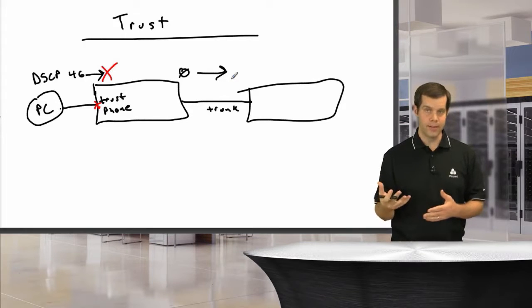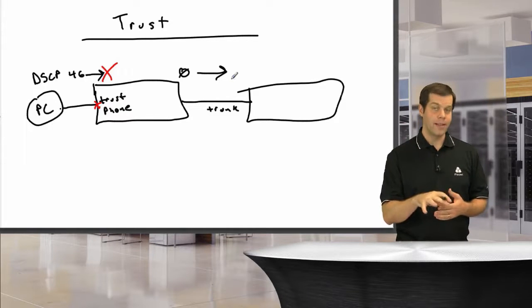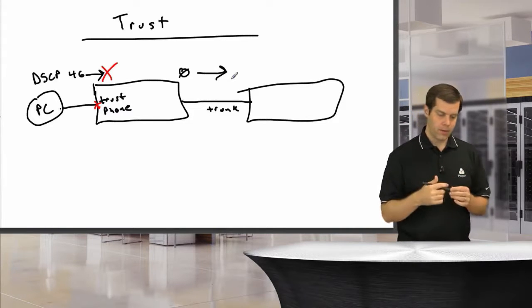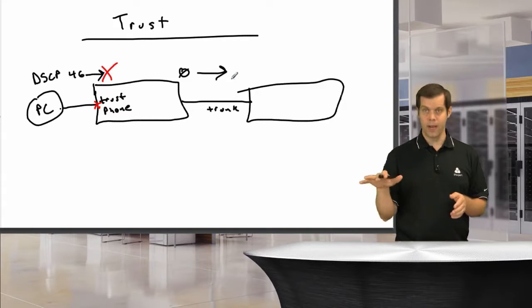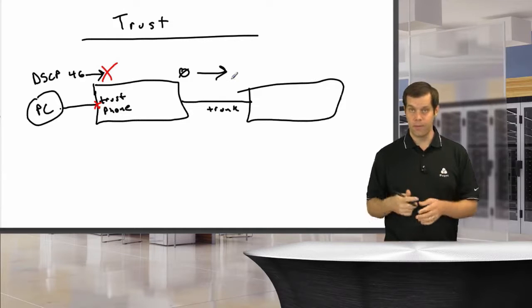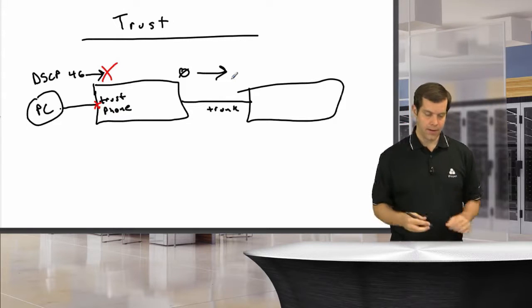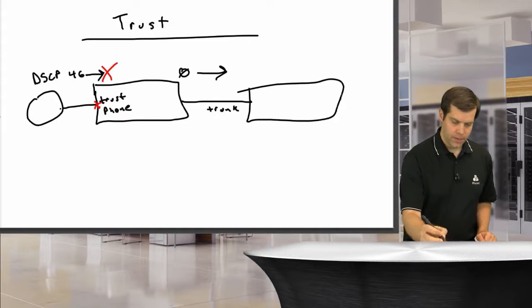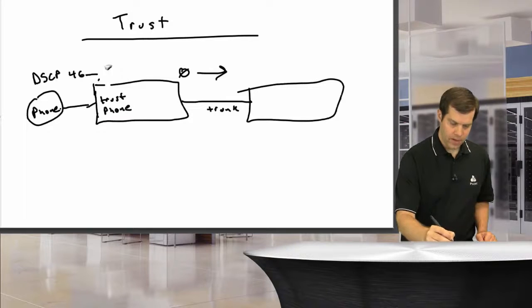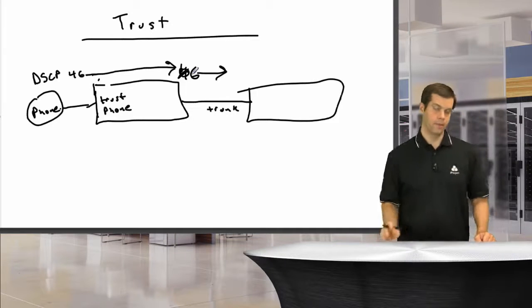Or we could create a policy that says, you know what, I'm not going to trust what you mark it as. I'm going to analyze the traffic and I'll put my own markings on it. But without a trust, either we're wiping out the markings or we're responsible for setting our own markings using some form of a policy. If at a later date someone unplugged this PC and put a phone in there, at that point we would detect the phone, and now we would trust it again, and then we would allow that 46 to flow across unchanged.